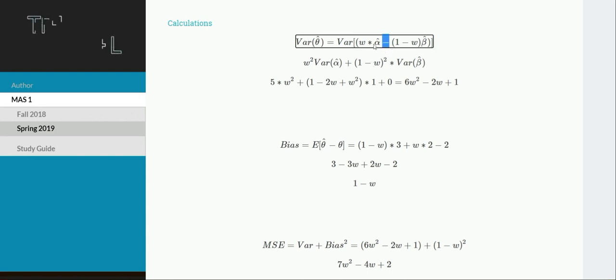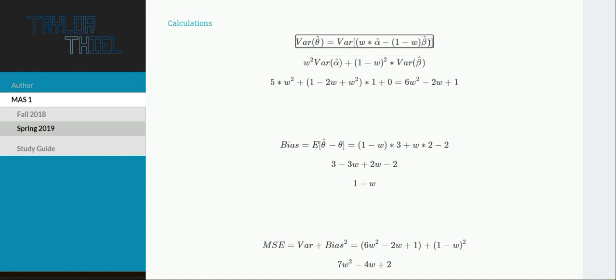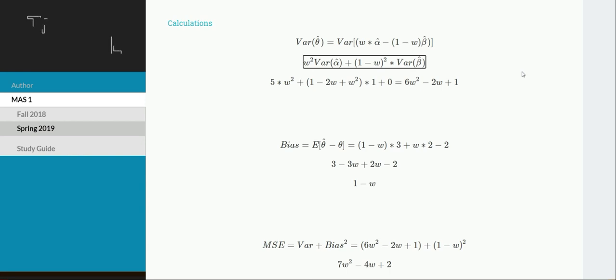But moving on, so we have W squared and 1 minus W squared multiplied by their corresponding variances. And again, this is going from this to this. This is requiring you to know that since they are uncorrelated, we don't need to account for their covariance, and that's why it's this simple.